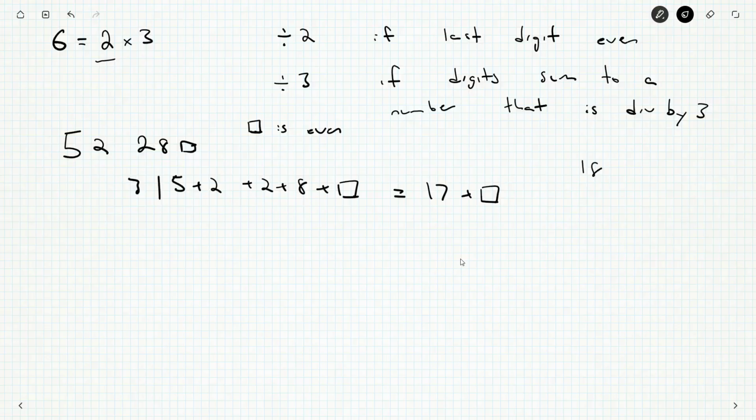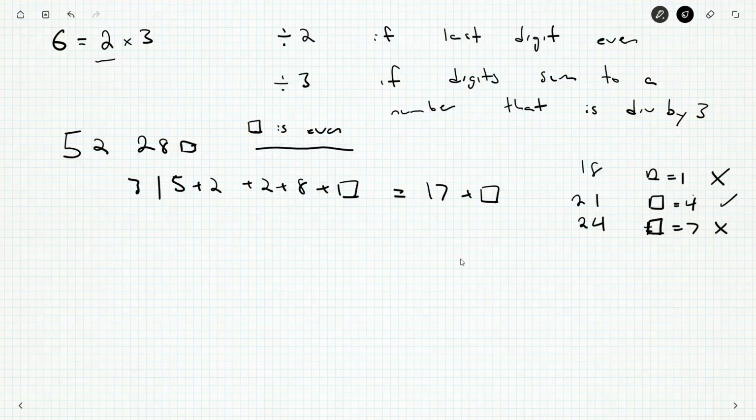Well, there's 18, and that would make box equal to 1, but that's not even. 21 is the next multiple of 3, and that would make box equal to 4. Well, that's even, that works. And the last one that would work is 17 plus 7 is 24. And that would make box equal to 7, but again, not an even digit. So there really is only the one answer, and that's box is equal to 4, and that's C.